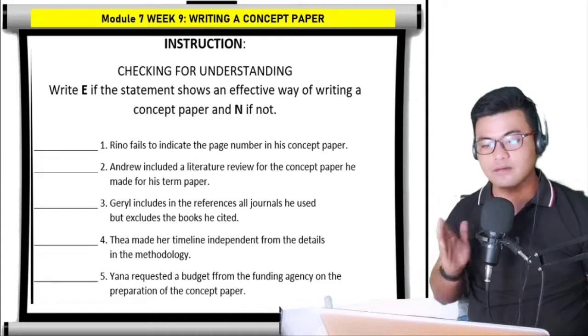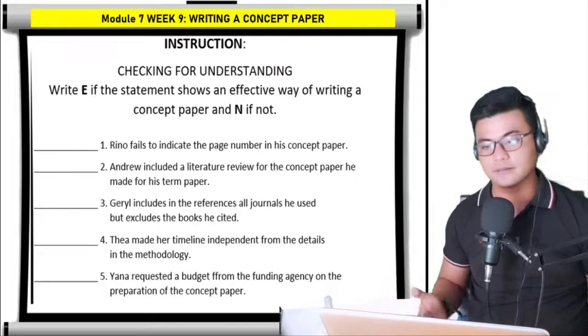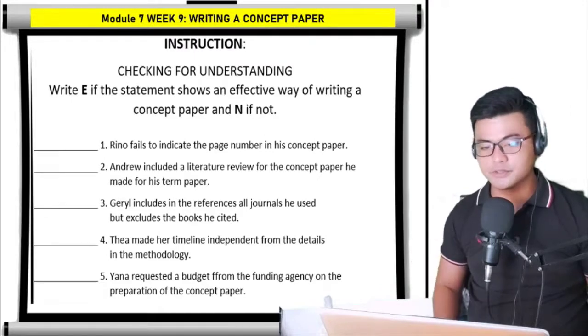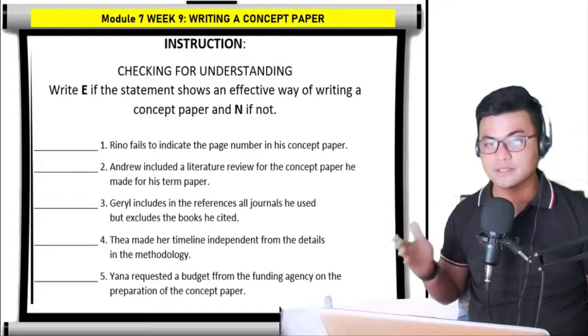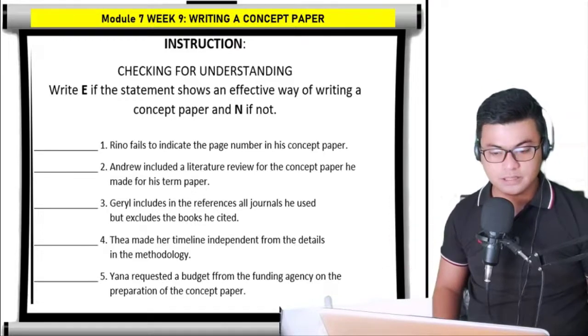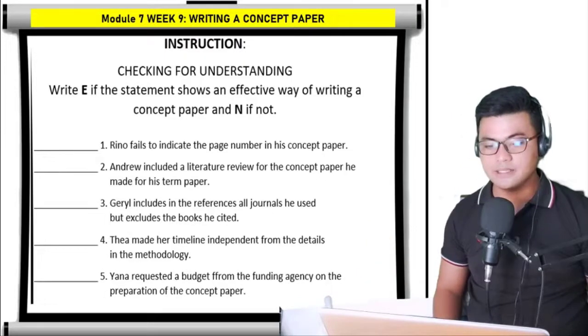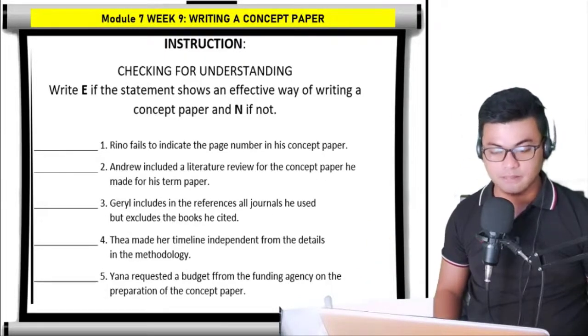Alright? So Rhino fails to indicate the page number in his concept paper. Is it effective or not? Andrew included the literature review for the concept paper he made for his term. E or N. Gerald includes in the references all journals he used but excludes the books he cited. E or N. Thea made her timeline independent from the details in the methodology.